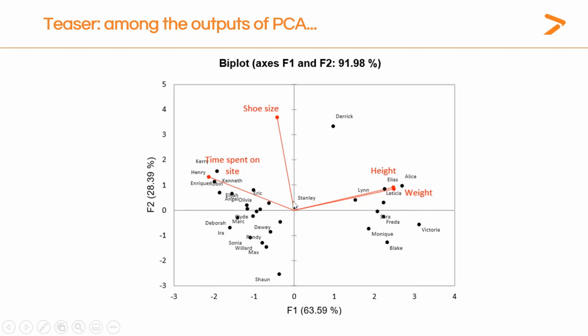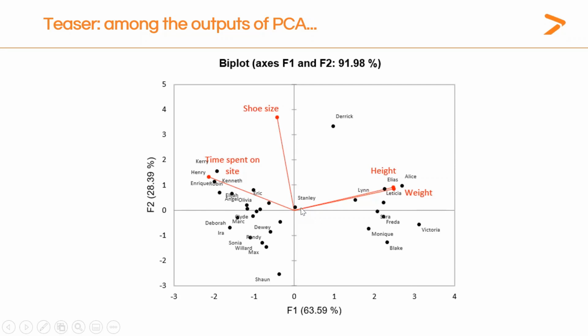When two variables are separated with a right angle, a 90-degree angle, so shoe size versus weight, for instance, the two variables are not related. So when one increases, the second one doesn't necessarily change. Then if you focus more on the black dots, on the observations, two black dots which are close to one another and not close to the origin are similar.